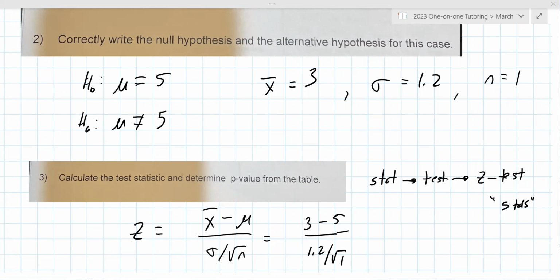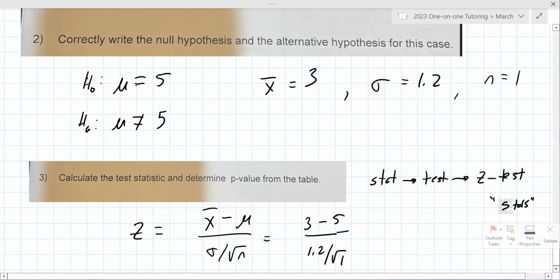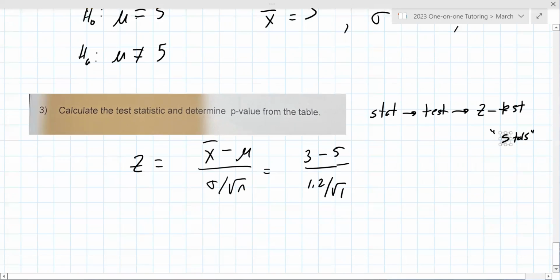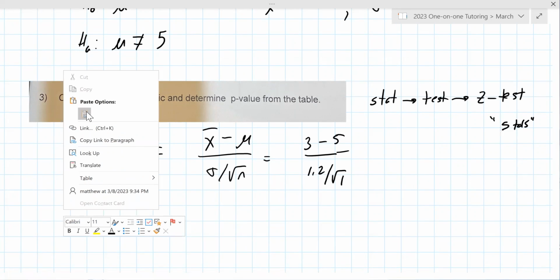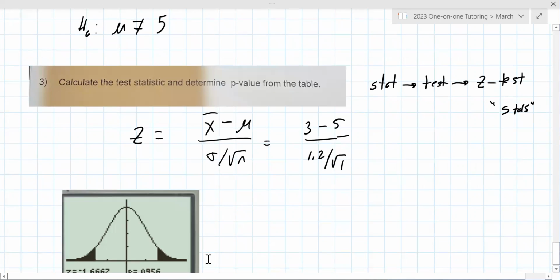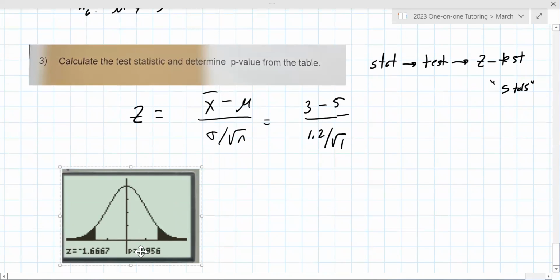Let me know what you get for a Z value and a P value. For Z, I got negative 1.6. Okay, and for the P value? And for P, I got 0.095. Okay, so I did the graph this time. I think it's kind of a useful one. Those are your numbers as well. So the P value here is 0.0956, just like you said.